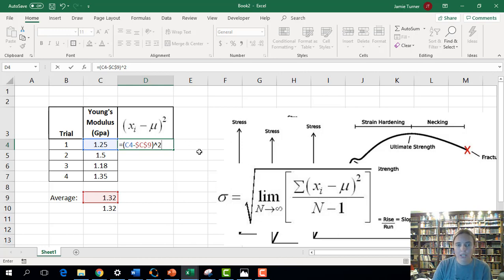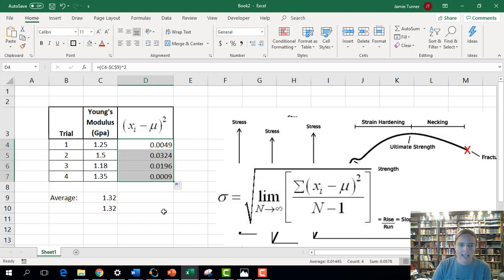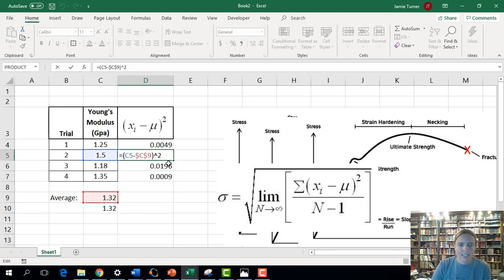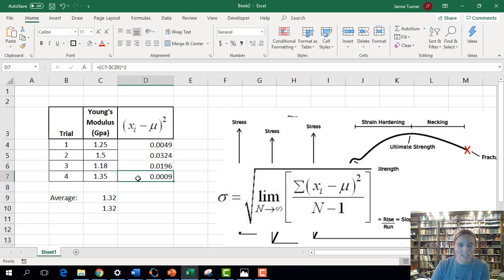F4 is the shortcut to add $ signs if you want to use that shortcut key. Okay, so I'm going to go ahead and drag that down. And you can see that the red cell is staying in place because of those $ signs, but the blue cell is updating to the new rows as I dragged it down. Okay, so this is that top chunk of that equation.